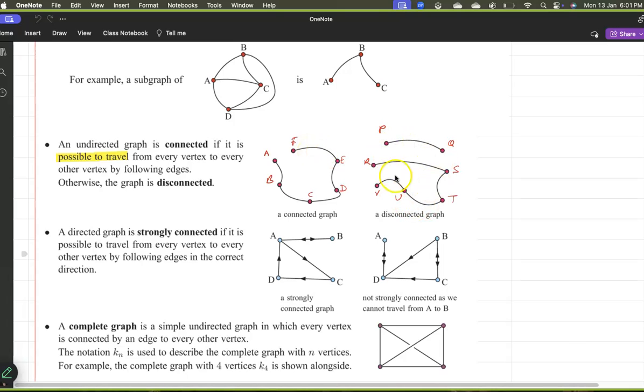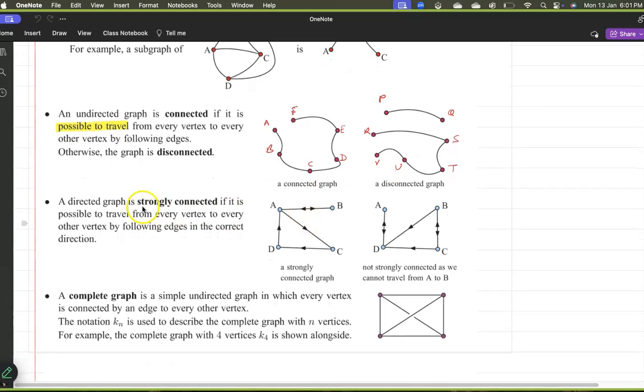Now this is a disconnected graph. A graph is strongly connected if it is possible to travel from every vertex to every other vertex by following edges in the correct direction. So here this is a strongly connected graph. You can travel from anywhere to anywhere. Even though it's a directed graph, you can travel from anywhere to anywhere.